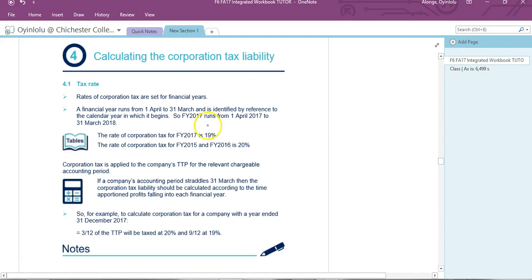Yes, up till now, this has been pretty straightforward, because every time it's always been 20%. FY 2017, it's now 19%.